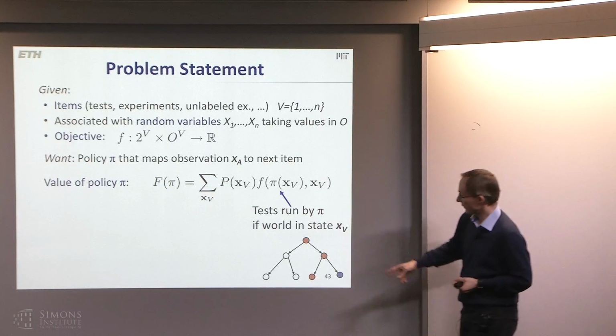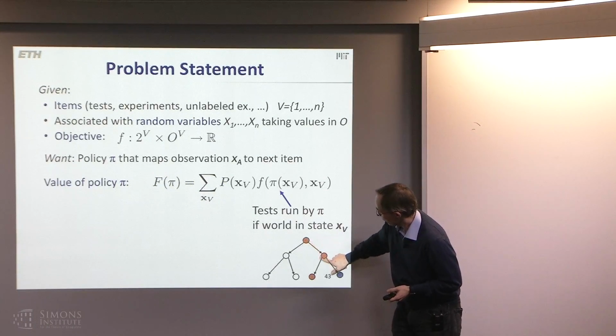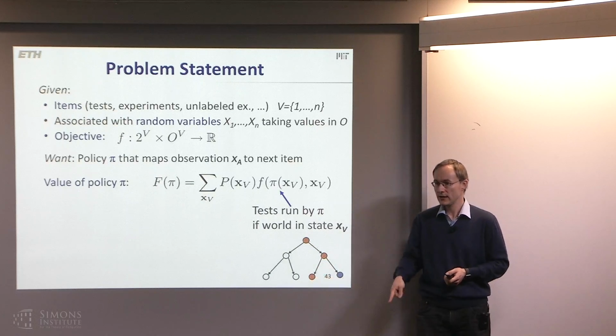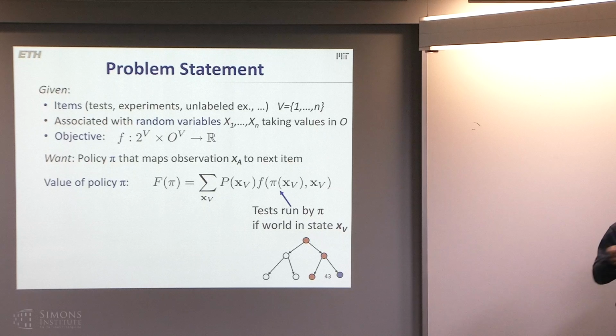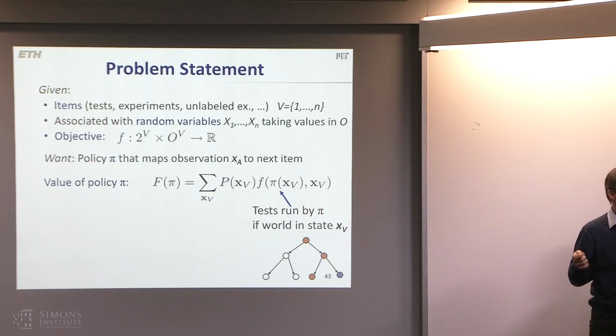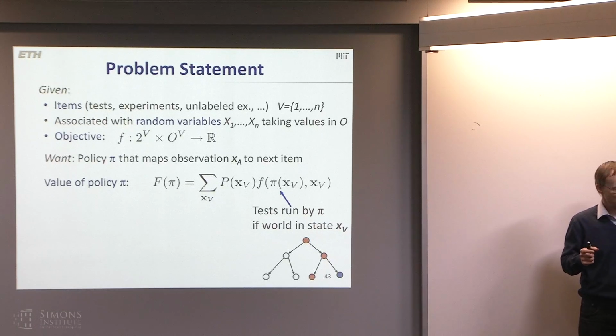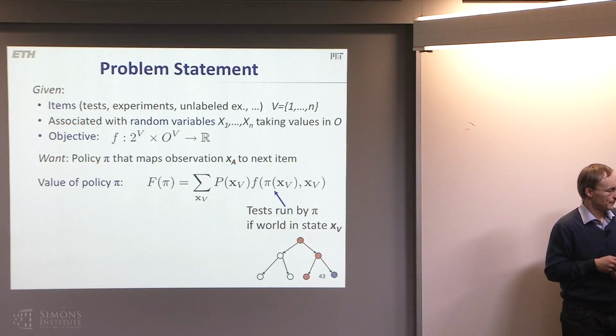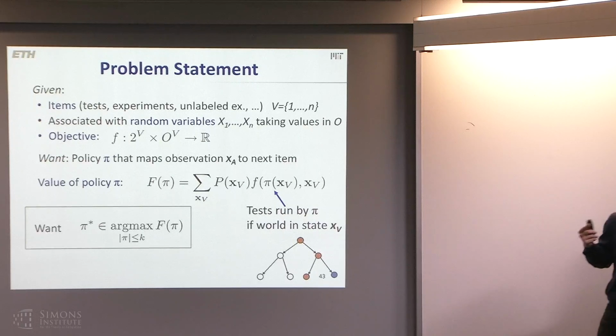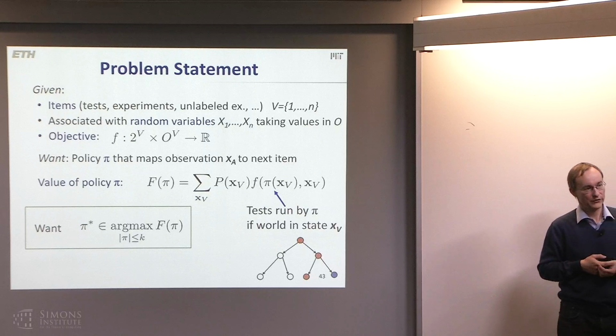So if you think about it as a decision tree, depending on what you observe, you take a different path down the tree. And each of these paths has a different value. So the value for a policy is just the expected value at the leaves. Now, the optimal solution is actually not a set, but a tree. It might be an object that is exponentially large to even write down. And the question is, how can we find a good tree? Say, for example, what's the best tree of size k?